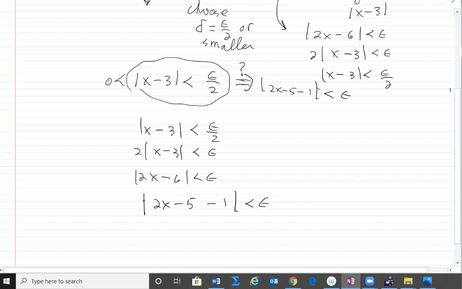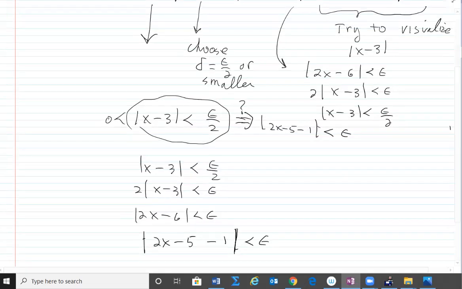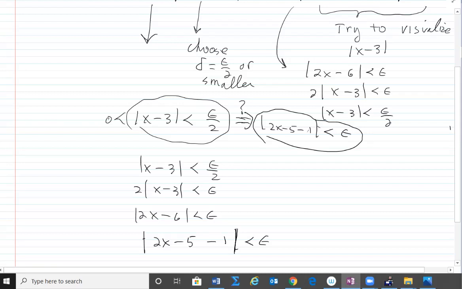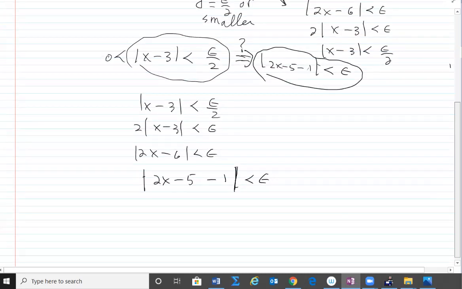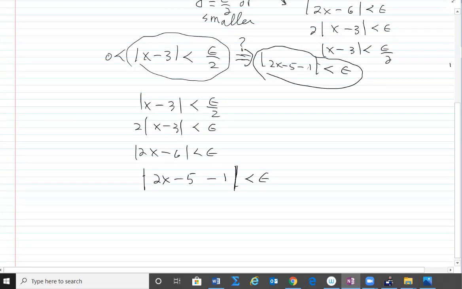So in other words, I have to know where I'm going in order to get there. This isn't random. I know I'm trying to get to this statement right here. So if I'm going to do this algebraically, I have to keep an eye on that final form. So that's why I broke it this way. And I realized that is the final form. This is in the form |f of x minus L| is less than epsilon. So that's the proof. That is the delta that works.